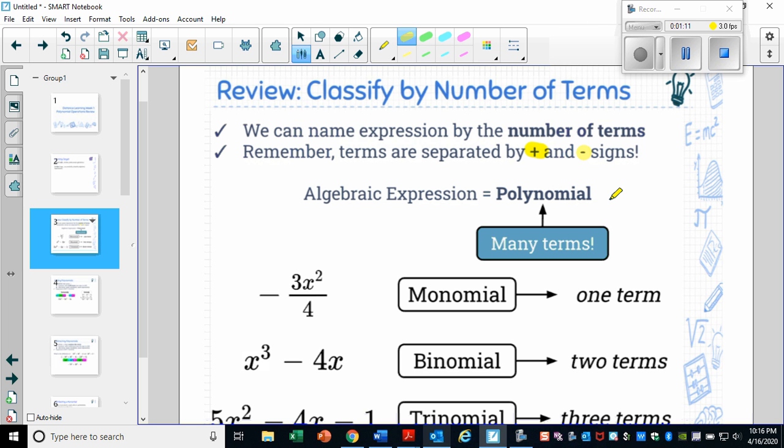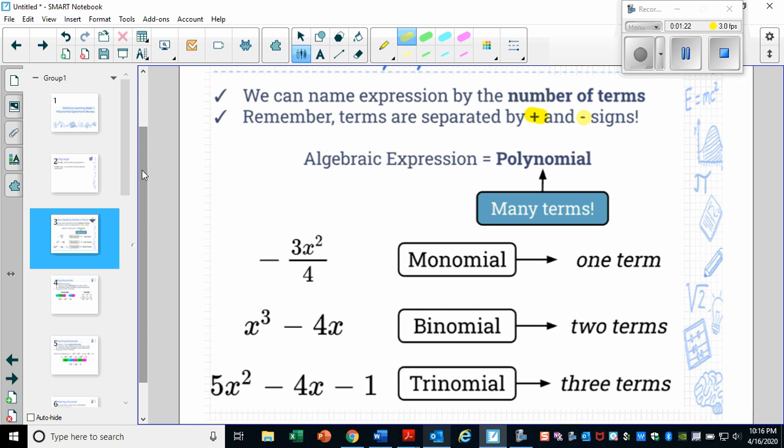An algebraic expression is a polynomial with many terms. Polynomial means many terms. Now for the first example, negative 3x squared over 4, that's a monomial, or one term. The second expression, x to the third power minus 4x, that's a binomial, two terms. Then the last example, 5x squared minus 4x minus 1, that's a trinomial, three terms. Again, monomial, one term.